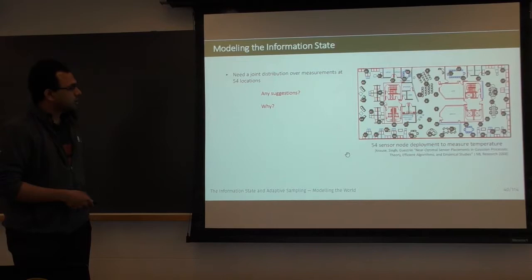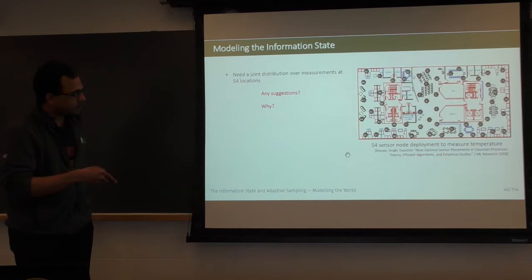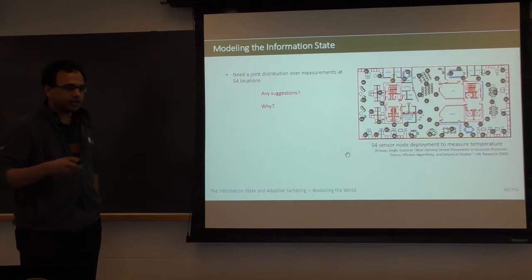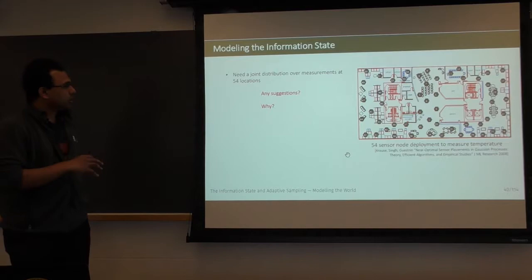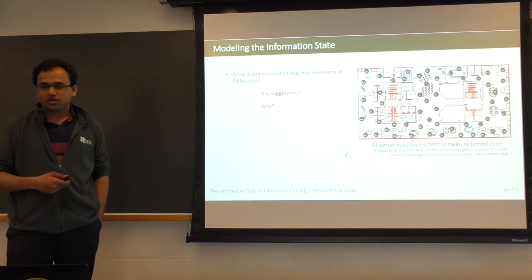So just consider an example. This is from a paper here, where they put 54 temperature sensors in an indoor environment. These are the locations, and we need to pick certain sensors to get an estimate of the temperature in the room. We have to pick some of the 54, and one part of doing that is we need a good model of the measurements at these 54 locations. So any suggestions on what a good model might be?